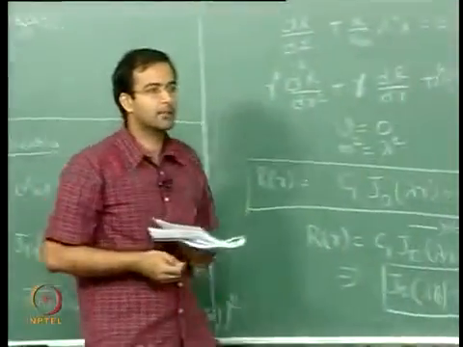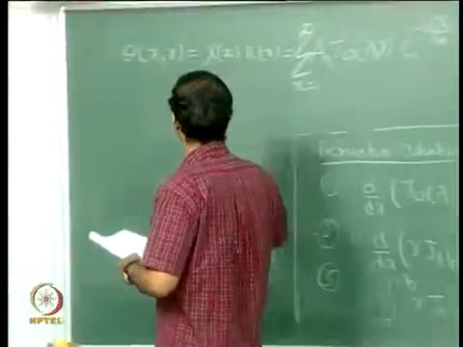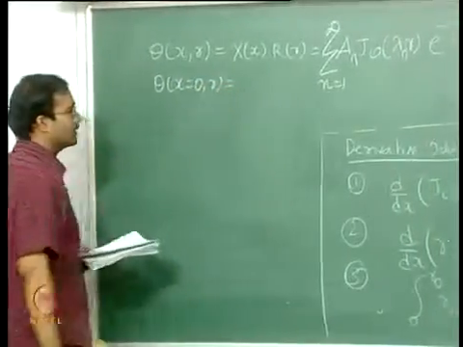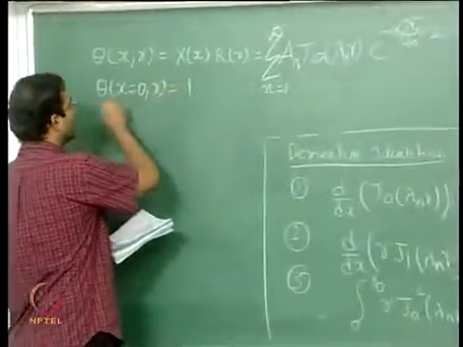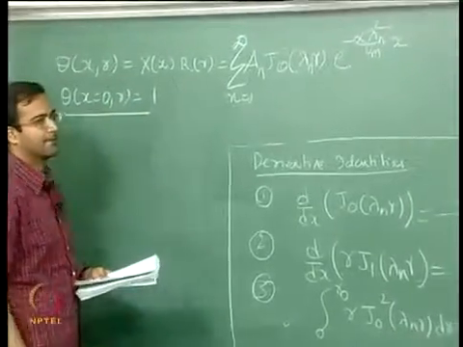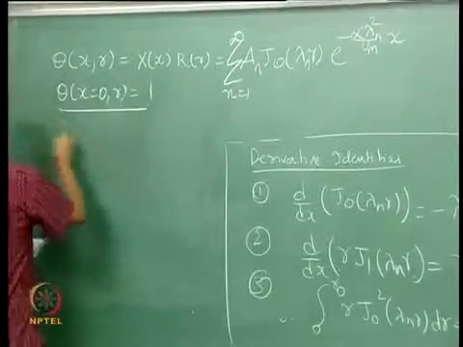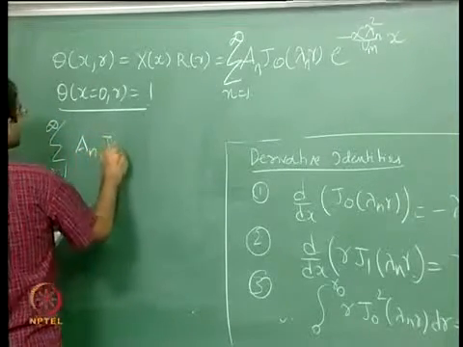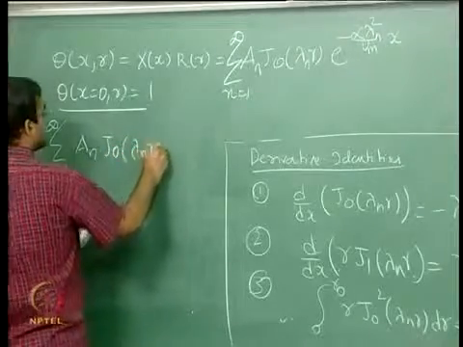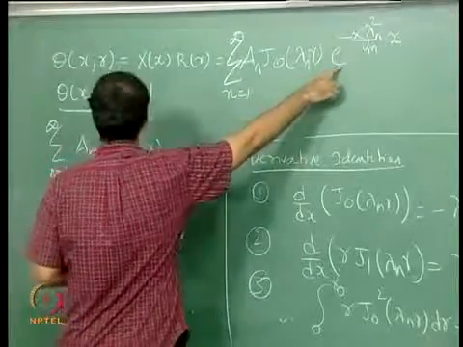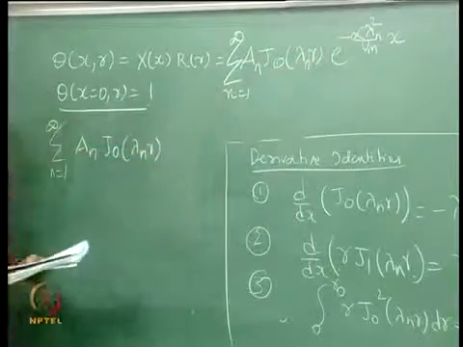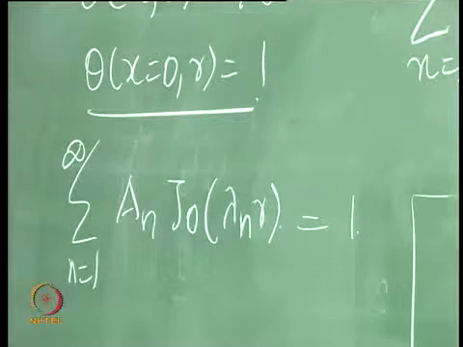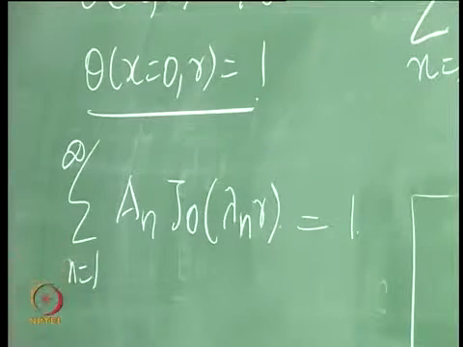Now we use the remaining boundary condition for theta, x is equal to 0. So theta at x equal to 0 at any r should be 1. Now how do we apply this boundary condition here? So therefore we say that the summation n equal to 1 to infinity a_n J0(lambda_n r), and this becomes x equal to 0, so that will be 1. So this should be equal to, but still we have not determined what is a_n because this is within the summation.